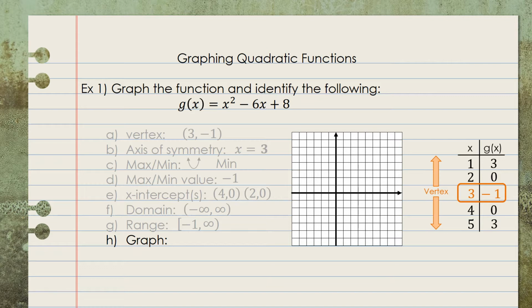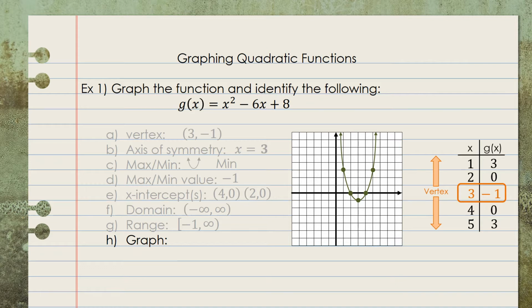So now that we've completed our T-chart, we're ready to plot these points and see what this graph really looks like. Once you have plotted the points, you can now draw a parabola. And now we see what this graph looks like. But we want to confirm that we've done everything right.